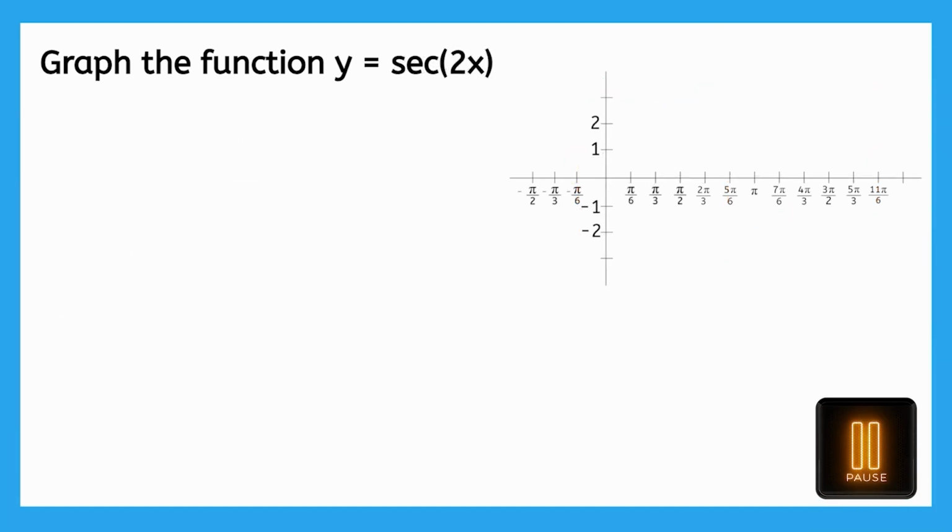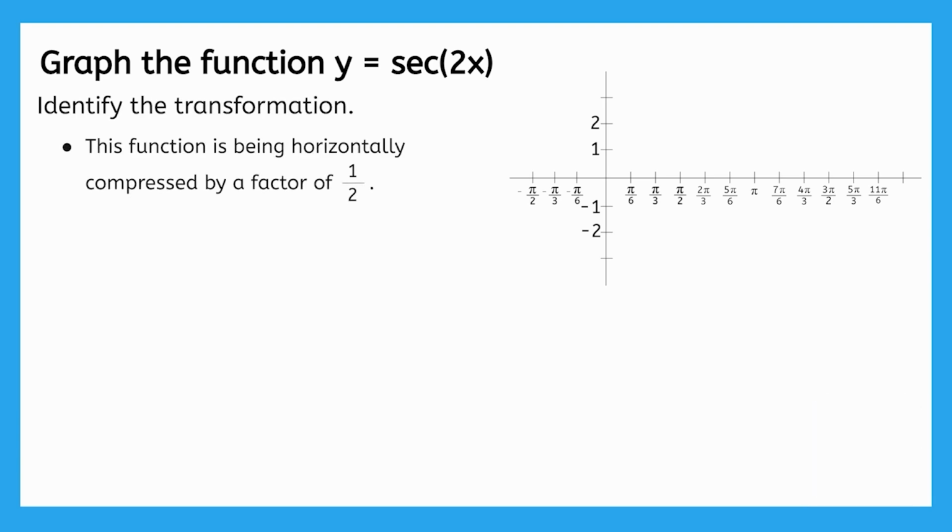What about this example? Graph the function y equals secant of 2x. Pause the video and try this on your own. Let's see how you did. First, I identified the transformation. This function is being horizontally compressed by a factor of 1/2.